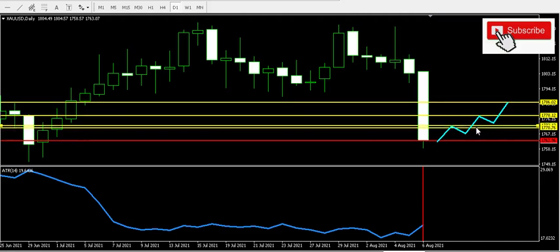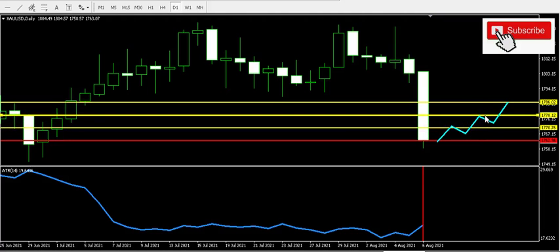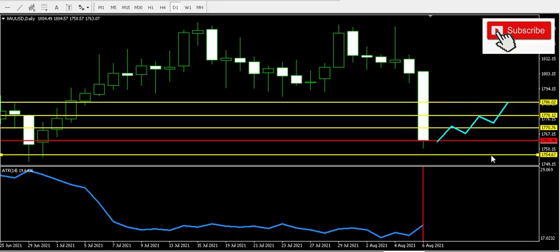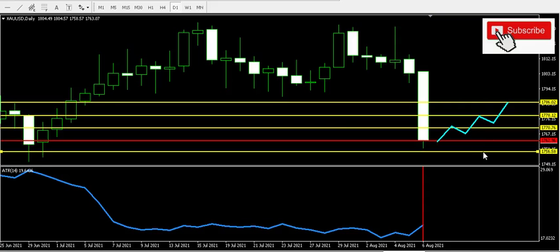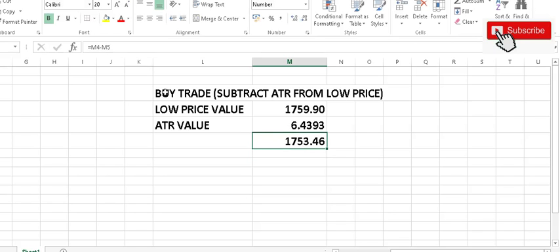As price breaks the higher high, like you have a break of the higher high around here, so you move your stop loss below the low so that you protect the trade. But if everything goes wrong and you have a drawdown, of course you'll be stopped out at 1753.46. So that's how to use stop loss in a buying situation.